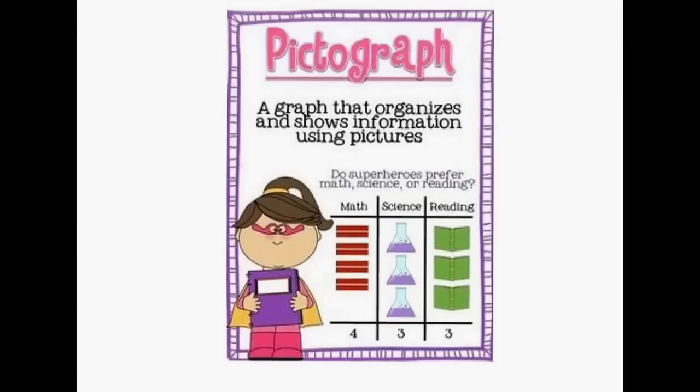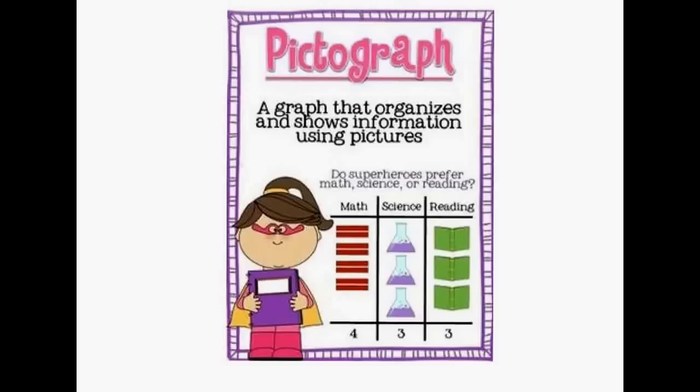Let's take a different type of chart. It's called a pictograph. A pictograph is a graph that organizes and shows information using pictures. The title of this pictograph is Do Superheroes Prefer Math, Science, or Reading? You can see that for math, they're using pictures, and there are 4 pictures. So 4 people preferred math. If you look under the science, there's 1, 2, 3 pictures. 3 superheroes prefer science. And under reading, there are 1, 2, 3 pictures. 3 superheroes prefer reading.